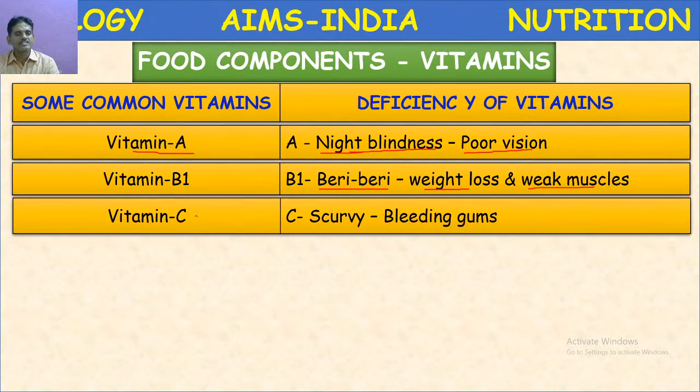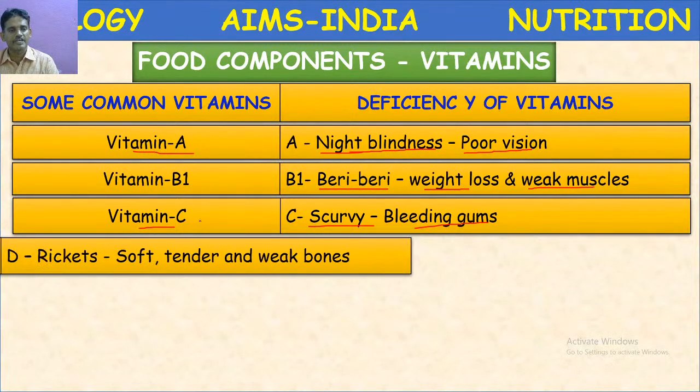Next, vitamin C. Generally, vitamin C deficiency doesn't occur because almost all the food items which we consume, fruits and vegetables, contain this vitamin C. If deficiency occurs, it leads to a disease related to the teeth or gums called scurvy. The main symptom is bleeding of gums. Blood oozes out from the gums. So that is the symptom of vitamin C deficiency, scurvy.